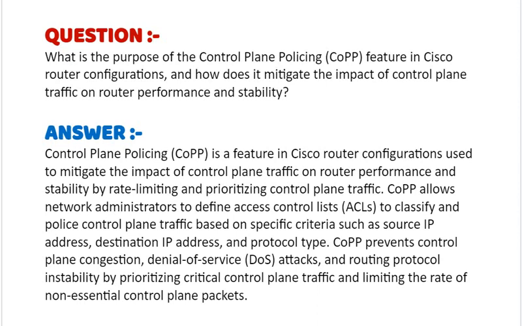CoPP allows network administrators to define access control lists (ACLs) to classify and police control plane traffic based on specific criteria such as source IP address, destination IP address, and protocol type. CoPP prevents control plane congestion, denial of service (DoS) attacks, and routing protocol instability by prioritizing critical control plane traffic and limiting the rate of non-essential control plane packets.